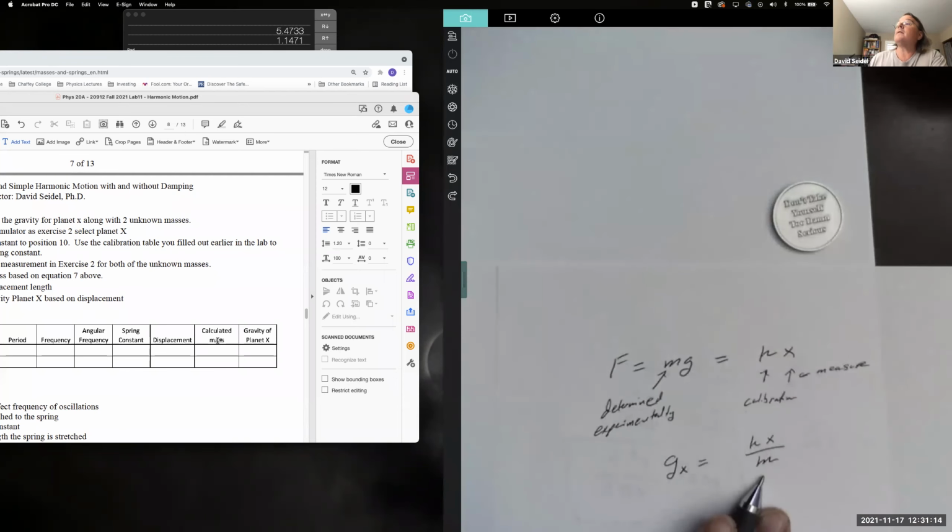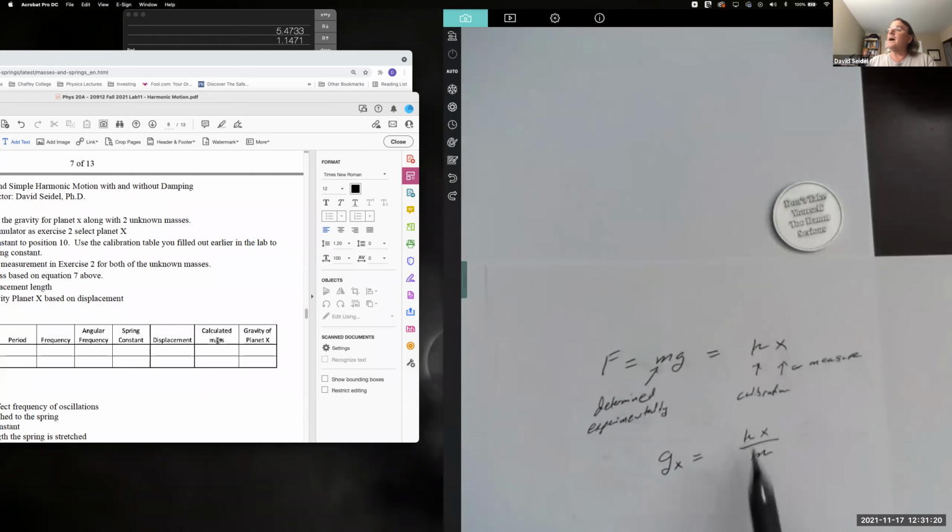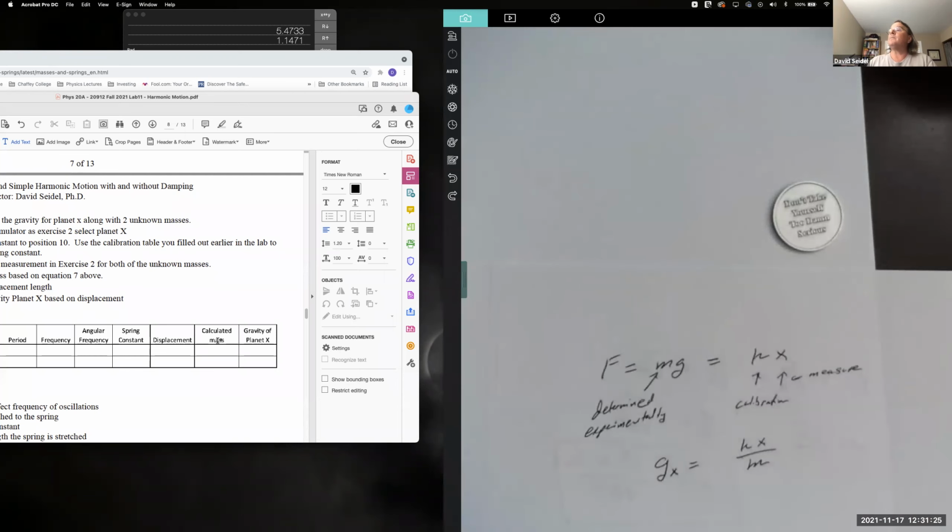You determined the mass of the mystery object. The spring constant is your calibration. X you're going to measure because you're just going to measure that displacement. So you can do the displacement method to measure g. And that'll give you the gravity of planet X, using nothing more than a calibrated spring that you took with you to planet X. You didn't even have to take calibrated masses with you to planet X.